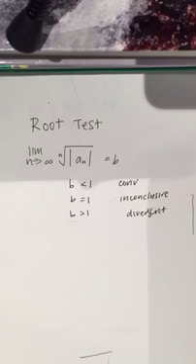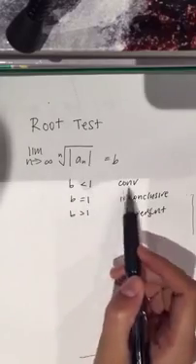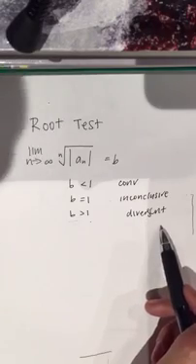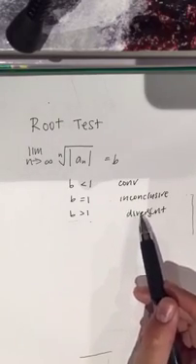The root test is a test that determines whether a series is divergent or convergent. It states that if you take the limit as n approaches infinity of the nth root of the absolute value of a sub n, you will get the answer B. If the answer is less than 1, then the series is convergent. If it is greater than 1, then the series is divergent. And if B is equal to 1, then the root test is inconclusive.